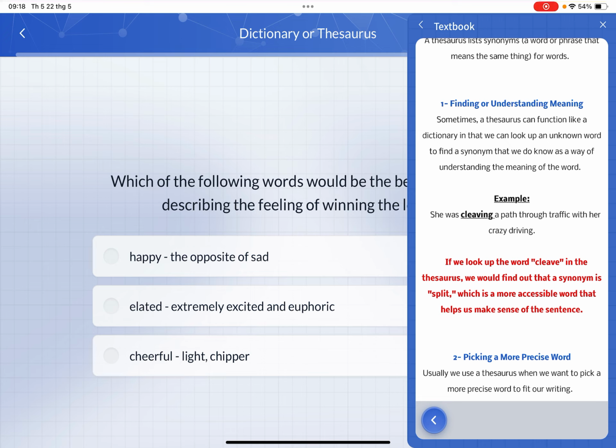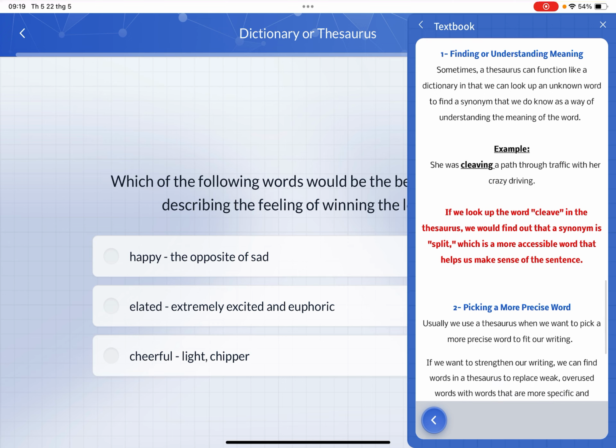Firstly, we can use it to find or understand meaning. Sometimes a thesaurus can function like a dictionary, and we can look up an unknown word to find a synonym that we do know as a way of understanding the meaning of the word. So let's say we have cleaving. She was cleaving a path through traffic with her crazy driving. If we don't know what cleave means, we look up the word cleave in the thesaurus, and we would find a synonym is split, which is a more accessible word that helps us make sense of the sentence.